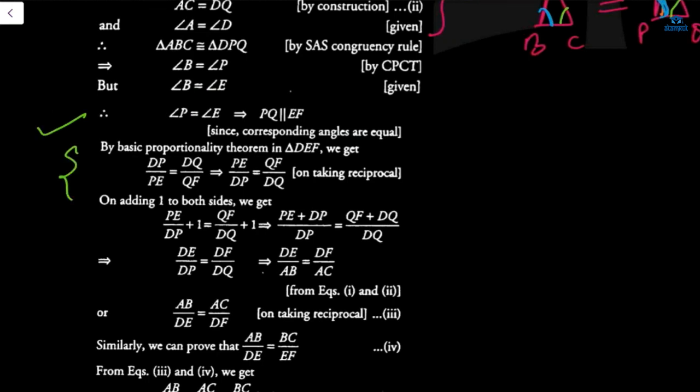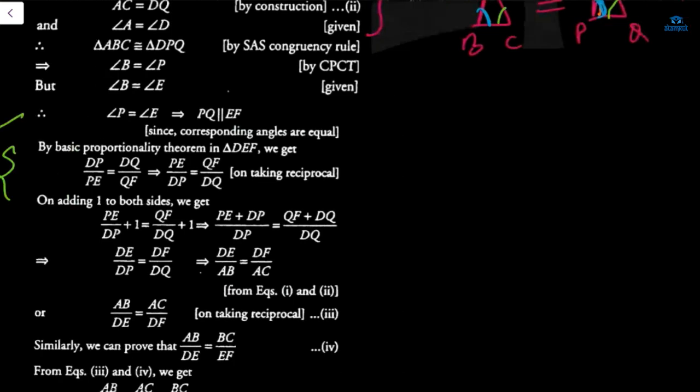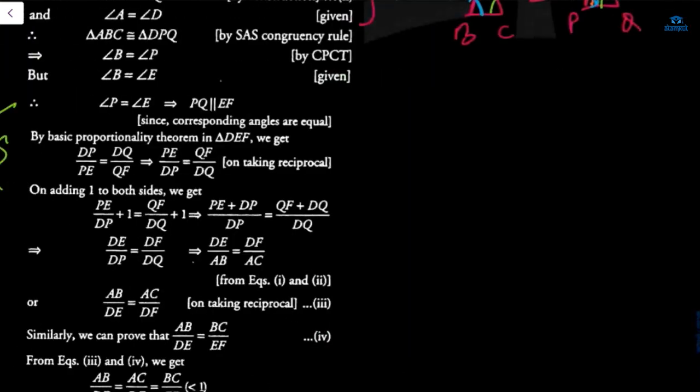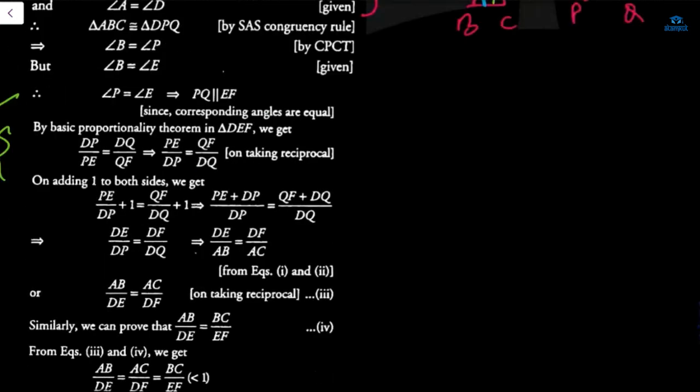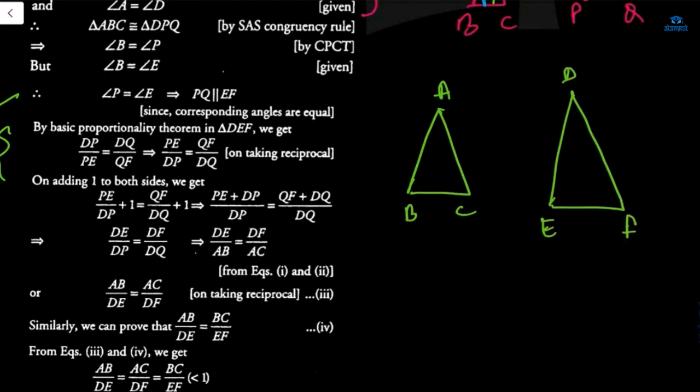I'll draw the figure here again, so that you don't get confused. Okay, I think some problem is there. One triangle was ABC, and the other triangle was DEF, and I have taken a construction of PQ. Now, since P and Q, we have proved that PQ is parallel to EF. So in this triangle, we are going to apply BPT only in DEF. So in DEF, if you apply BPT, you can see DP upon PE is equal to DQ upon QF.